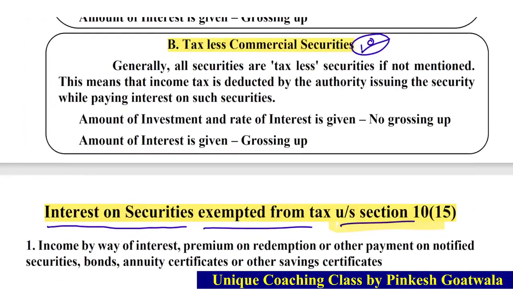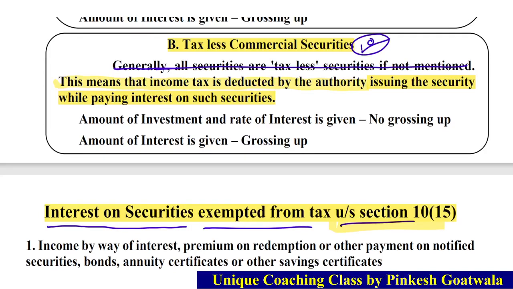Okay, so let's see this tax less security. This point we will show later on. The first line, come to the second line. This means that income tax is deducted by the authority issuing the security while paying the interest on security. Right? Whichever authority, company or financial institution issues the security, what will it do? Whenever it pays the interest, it will deduct tax, TDS will be cut.